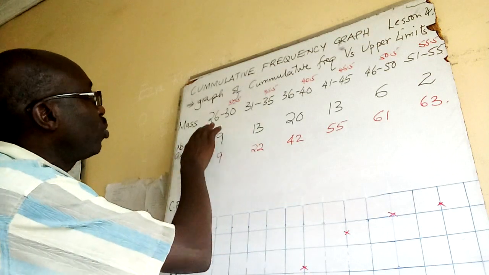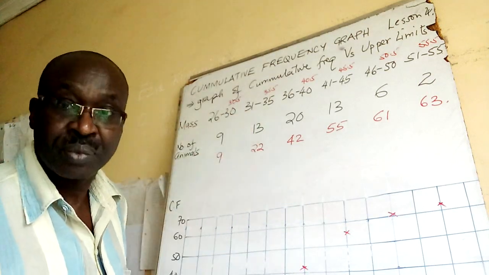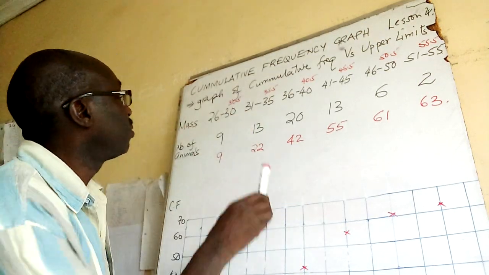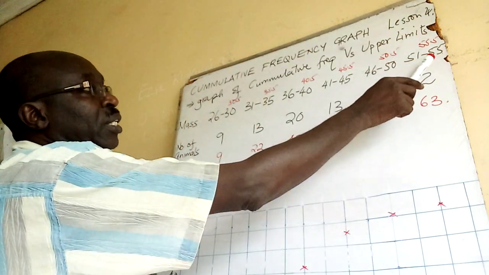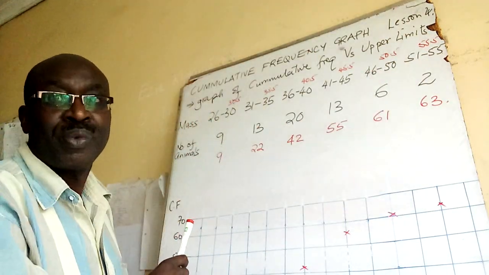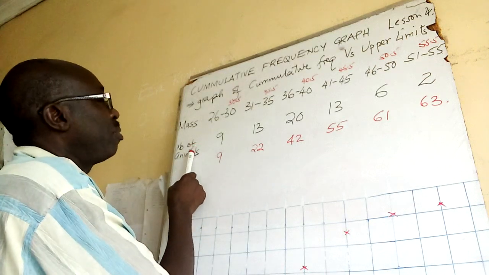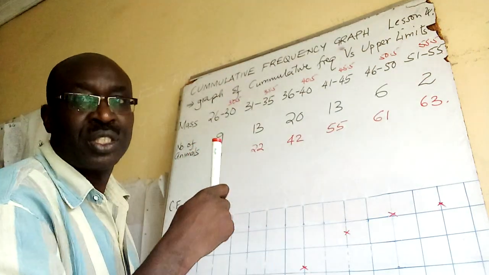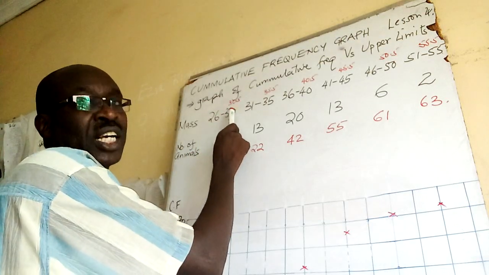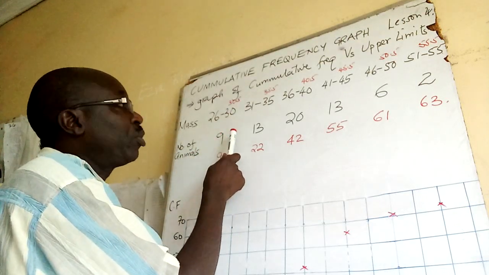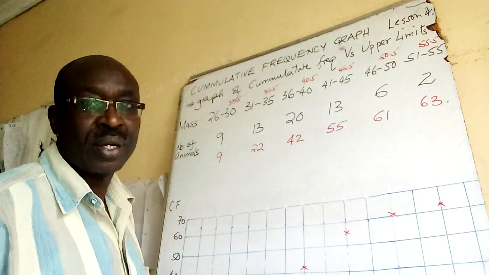For example, you are given this data: the masses of people, and this is the number of animals in those categories, in those classes. In this class 1, there are 9 animals. In this, there are that, and so on.